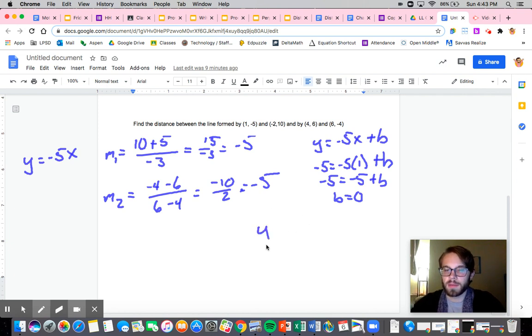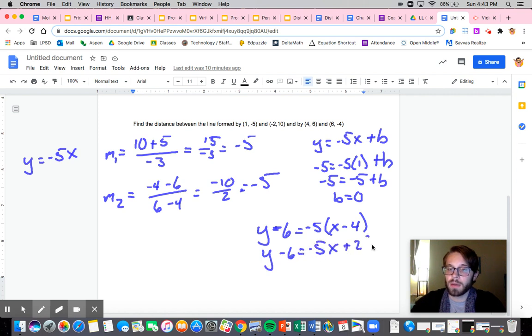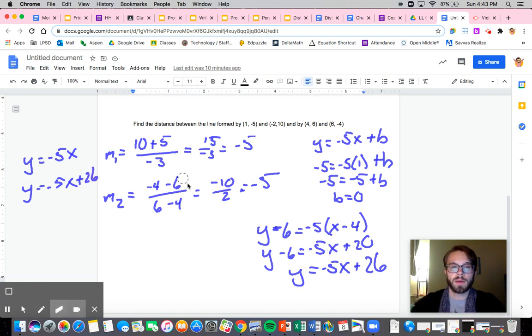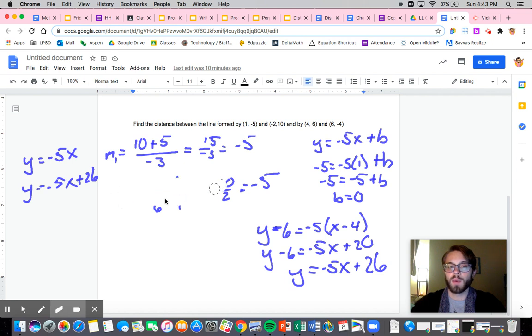All right. So let's do the second one. I'll use the other method. y minus 6 is equal to -5 times x minus 4. y minus 6 equals -5x plus 20. So y equals -5x plus 26. Okay, so we have y equals -5x plus 26. Okay, so I'm just going to go and clear that. So that's our step 1. I got my lines.